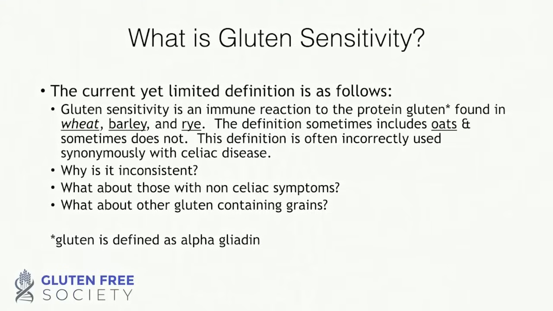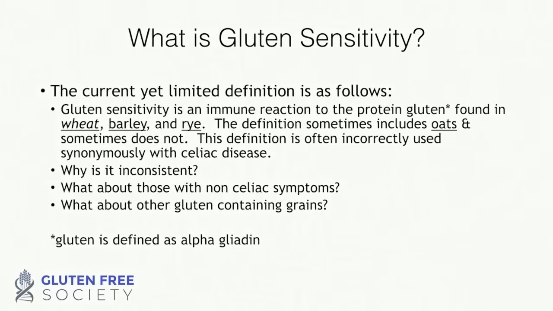The traditional definition is that gluten sensitivity is an immune reaction to the protein gluten found in wheat, barley, and rye, and that the definition sometimes includes oats and sometimes it does not, and that just depends on which scientists you're reading. But again, you're going to find conflict within the oat category. This definition is often incorrectly used synonymously with celiac disease. And I said this a minute ago. Remember that celiac disease and gluten sensitivity are not the same thing.